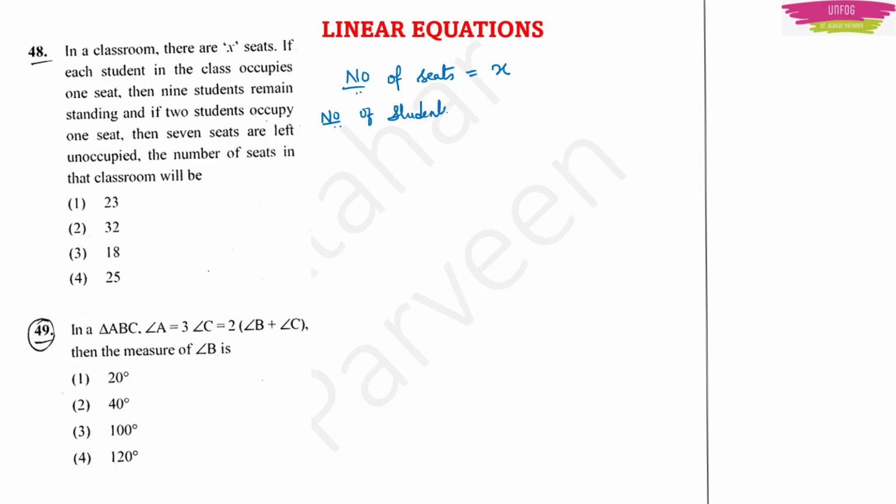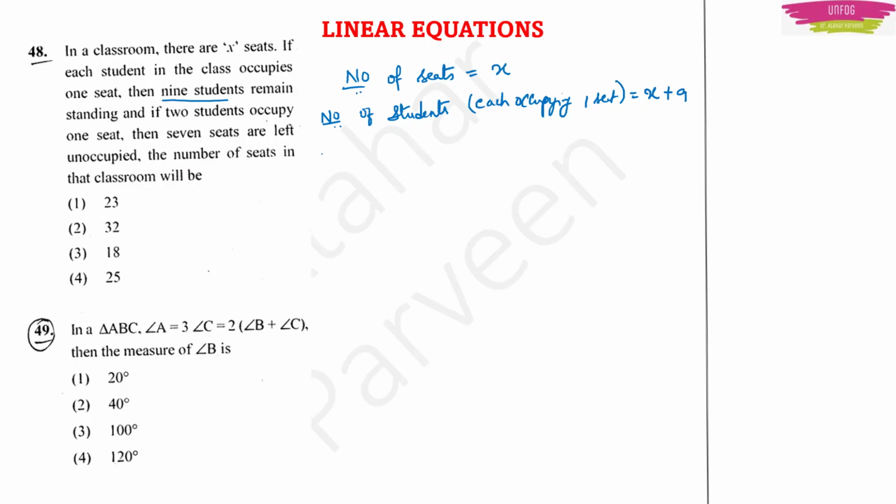Number of students when each one is occupying 1 seat. How many students are there? X plus 9, because 9 students are remaining to stand, right? That's why X plus 9.